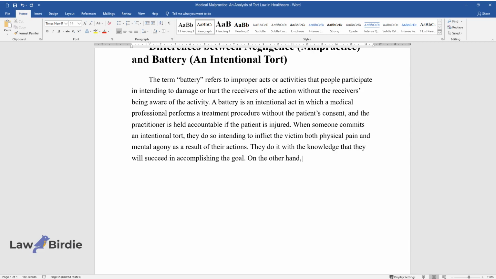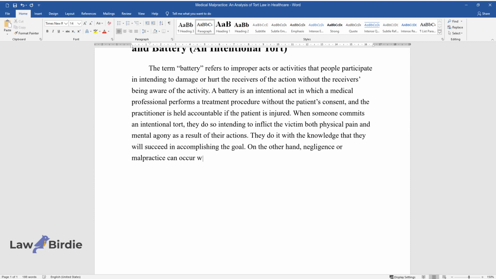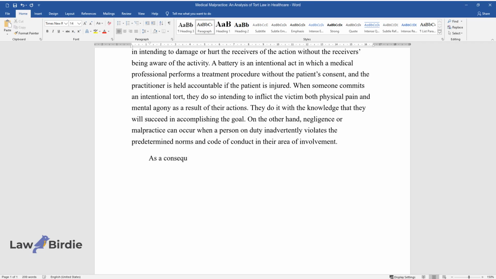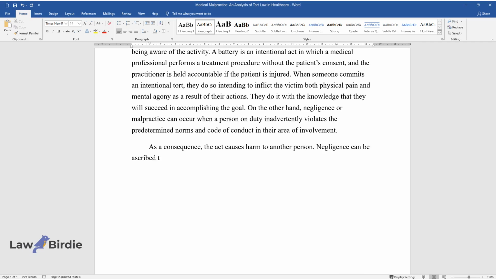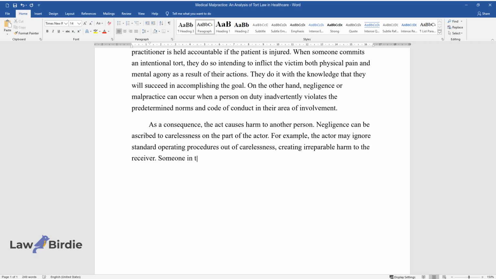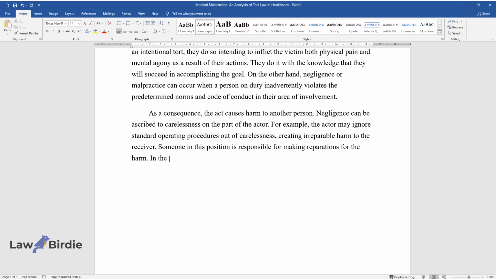On the other hand, negligence or malpractice can occur when a person on duty inadvertently violates the predetermined norms and code of conduct in their area of involvement. As a consequence, the act causes harm to another person. Negligence can be ascribed to carelessness on the part of the actor. For example, the actor may ignore standard operating procedures out of carelessness, creating irreparable harm to the receiver. Someone in this position is responsible for making reparations for the harm.